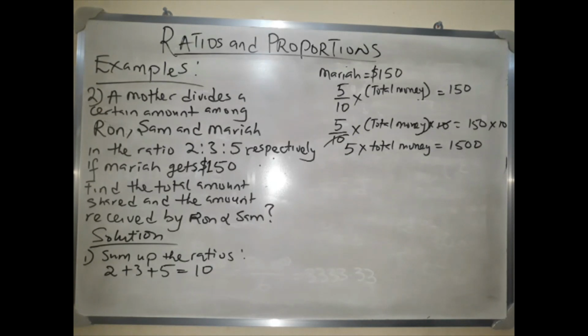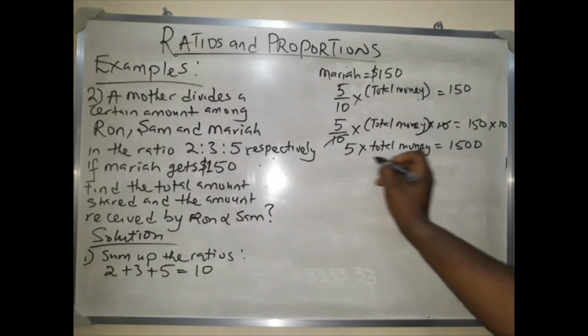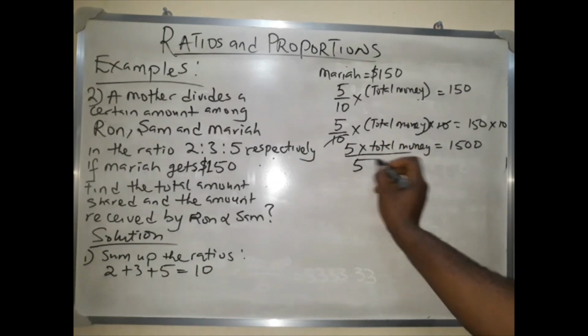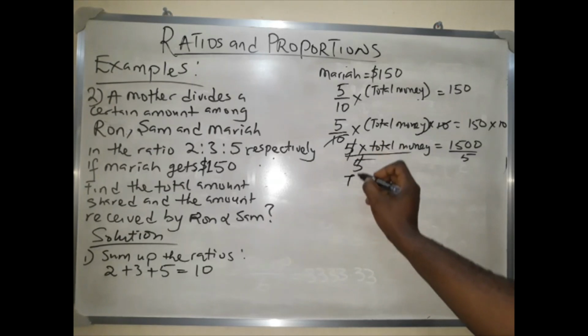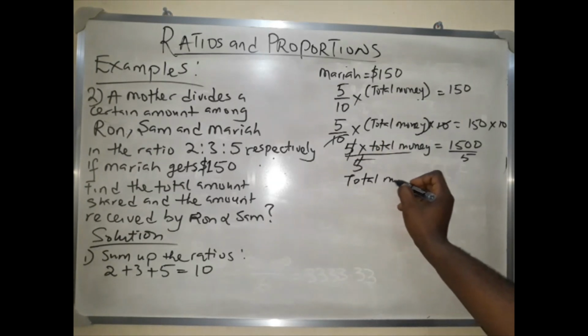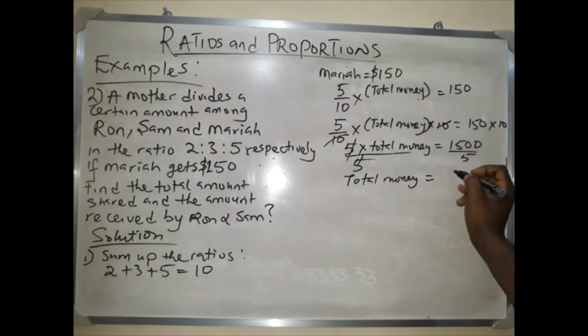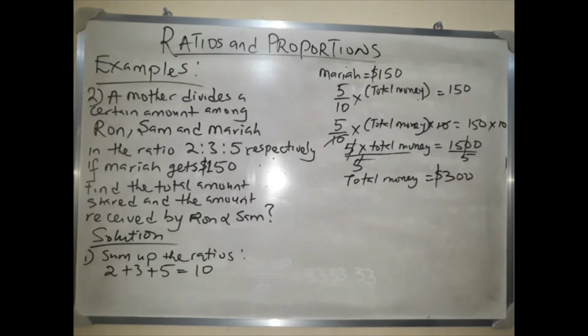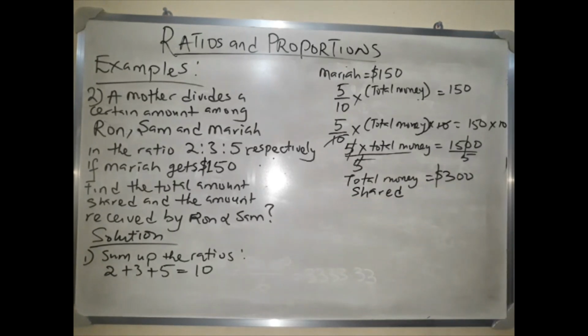So in order for us to know what our total money is, we divide both sides by 5. Divide both sides by 5. So now, when we divide here by 5, we're going to be left with the total money equal to 1,500 divided by 5, which will give us $300. So the total money shared is equal to $300.